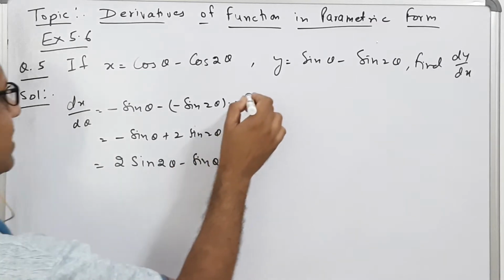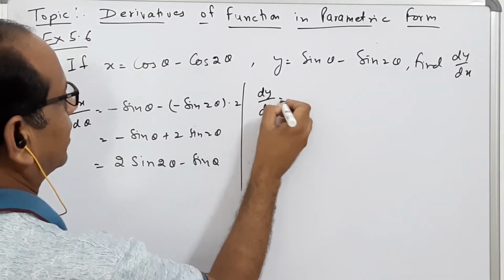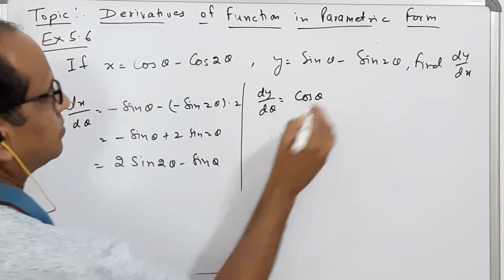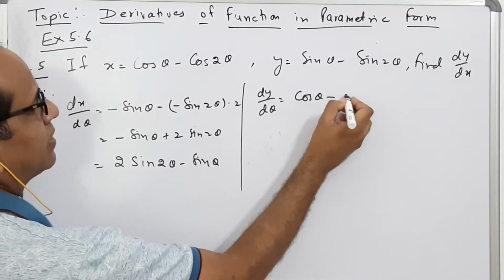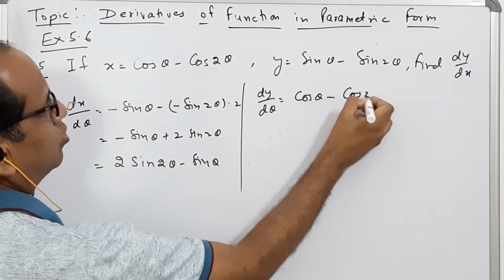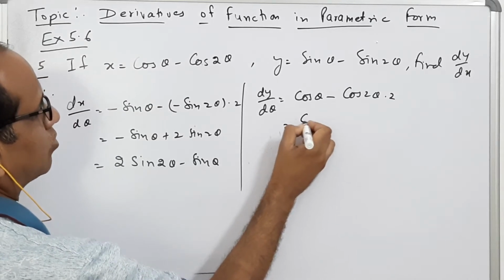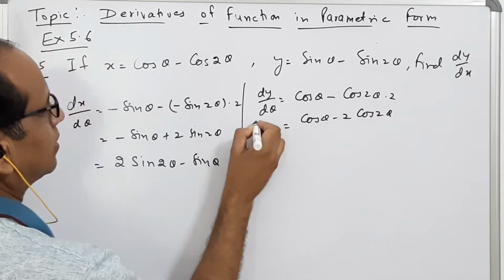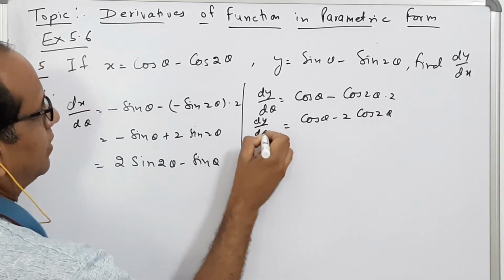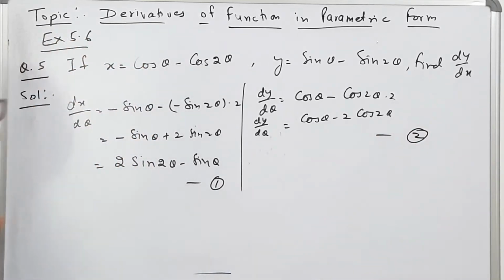The second part is dy by d theta. It is cos theta. Please see this part. The derivative of sin theta is cos theta, minus cos 2 theta into 2. So it can be written as cos theta minus 2 cos 2 theta. That is dy by d theta. So this is the first equation and this is the second equation.